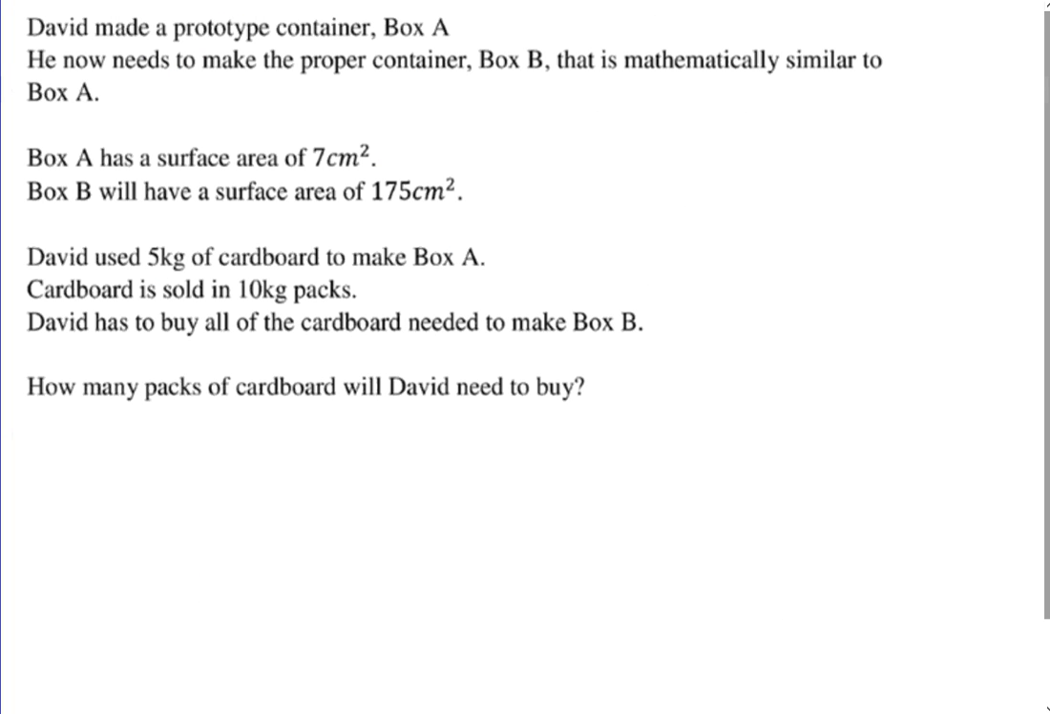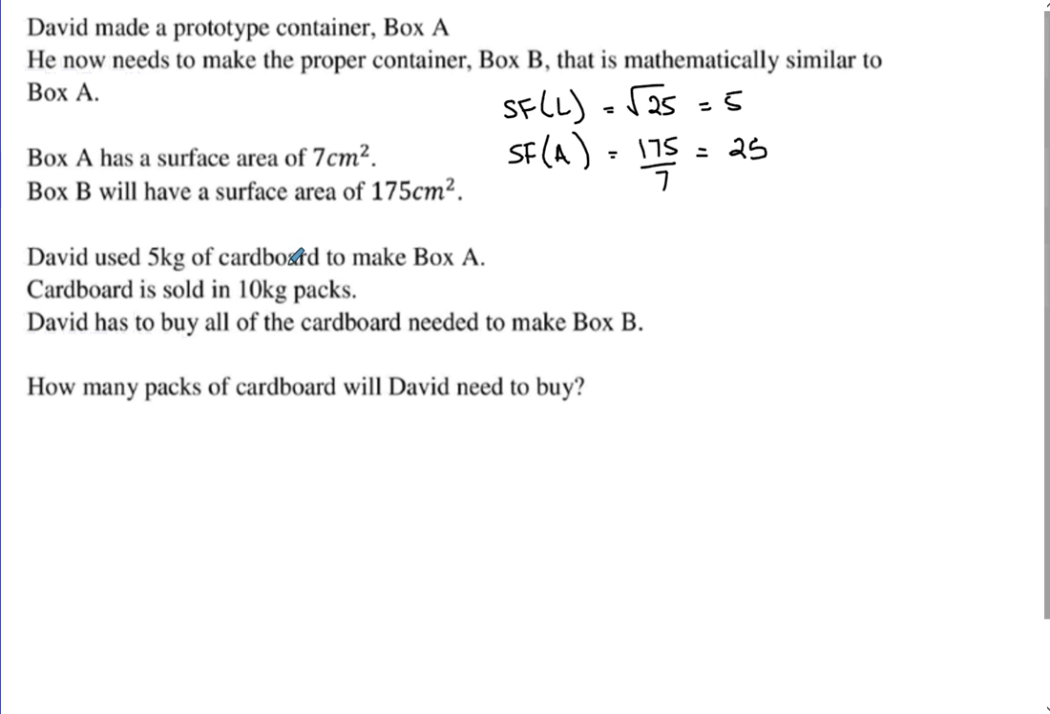David made a prototype container box A. He now needs to make the proper container box B that's mathematically similar. Box A, surface area 7, box B, 175 centimeters squared. So we can immediately find the scale factor of the area, which is 175 divided by 7, which is the lovely number 25. So the scale factor of the length would be the square root of 25, which is 5.